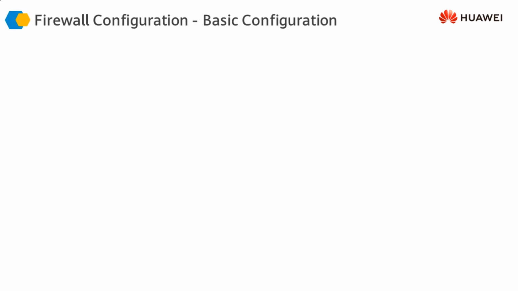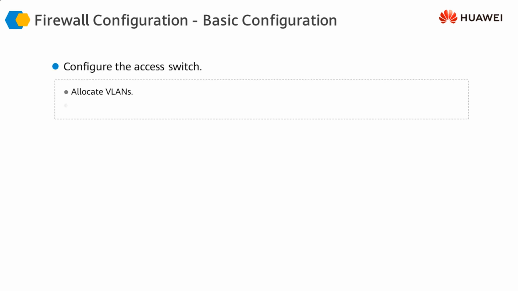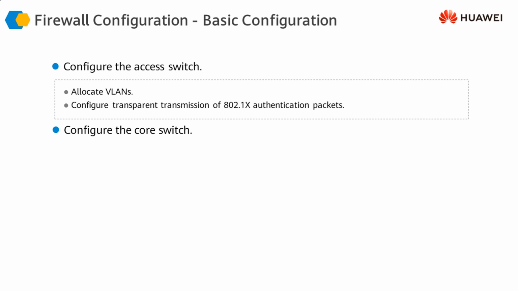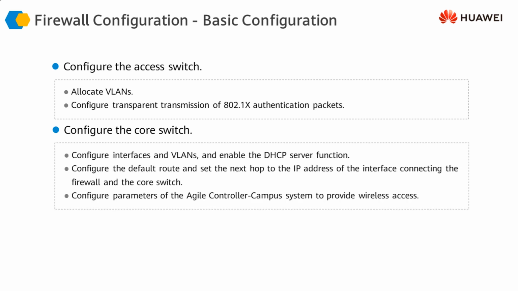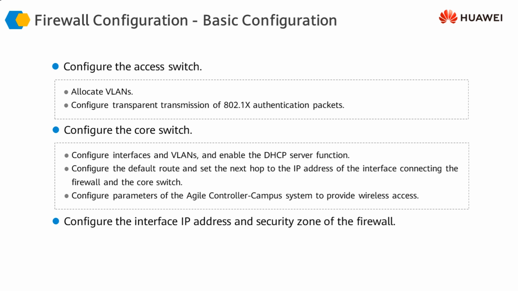These are the configurations which we need to do. We need to do the configurations on the core switch. The access switch should be pre-configured; we should already have configured the access switch. So we'll need to configure the core switch, we'll need to configure the firewall, and of course we'll need to configure the agile controller as well. Let's take a look at these configurations one by one, starting from the core switch.